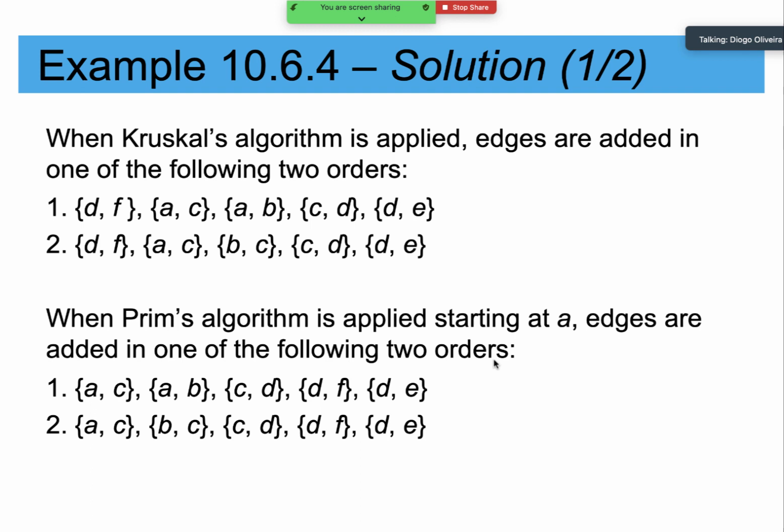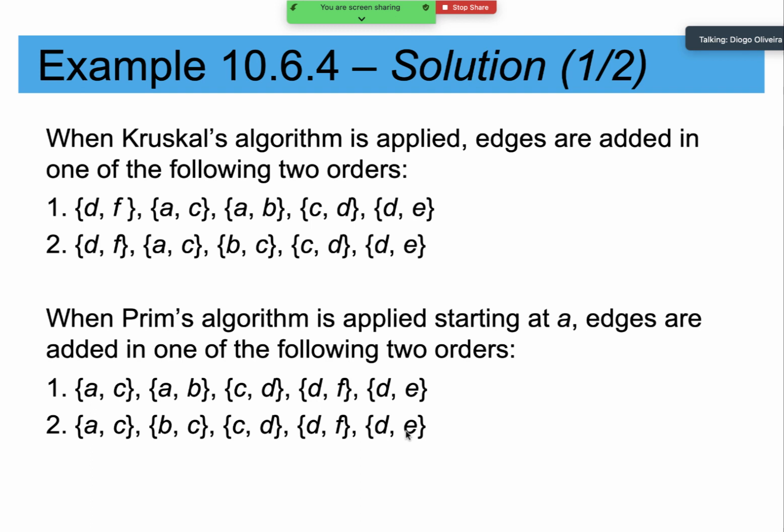Now, let's compare one from Kruskal's with one from Prim's. DF, so we're gonna have the edge DF. Is it here? Yes, it is. Edge AC, here it is. AB, here it is. CD, here. DE, here. For the other possible order, same thing, right? Oops, where's my cursor? DF, there it is. AC, there it is. BC, there it is. CD, there it is. DE, there it is.